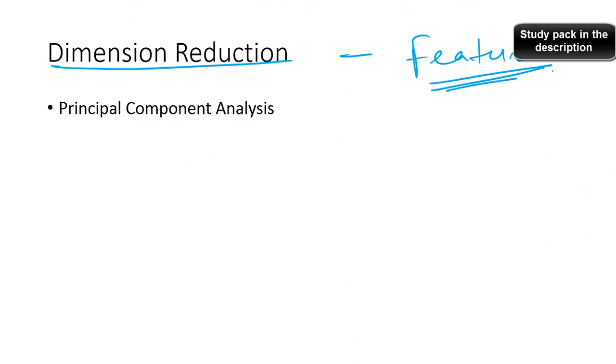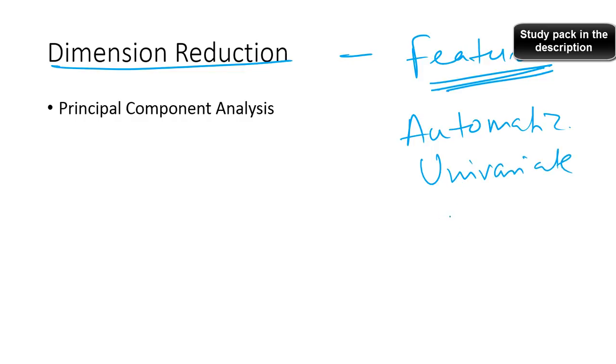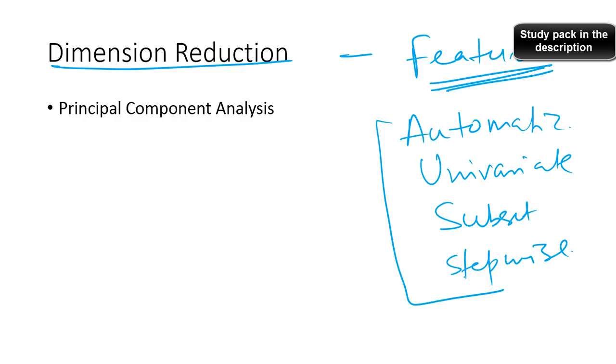Finally, we'll see the difference between dimension reduction and feature selection. Now we have learned the different types of feature selection, right? How do you select the best set of features? Sometimes we can get it automatically, sometimes you can use univariate analysis, and sometimes selection methods like subset selection or stepwise selection. So these are the four things that we learned.